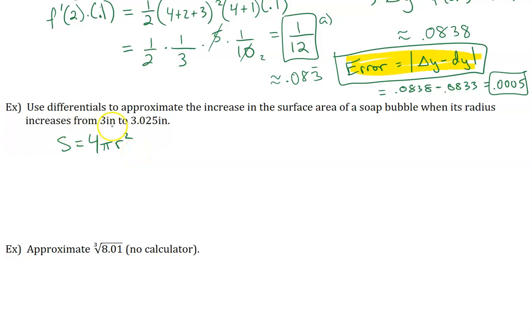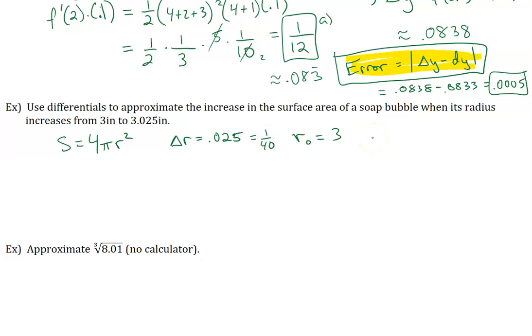We are increasing from 3 to 3.025, so delta r is 0.025, okay, which is 1/40 if we want to do this without a calculator, okay? It doesn't really matter to me which way you do it. And then we also have a starting point, an r sub 0 of 3 inches, okay? So make sure that you can identify those 3 things before you start the problem.